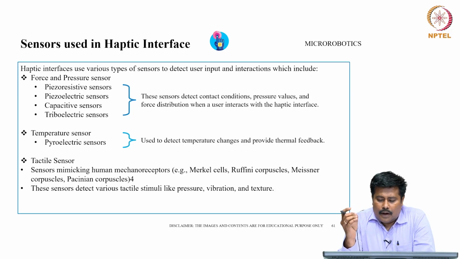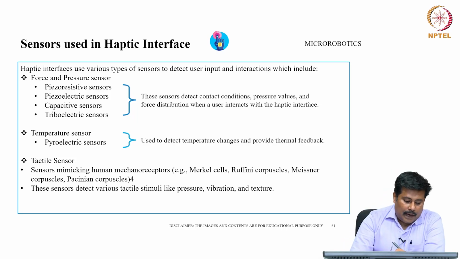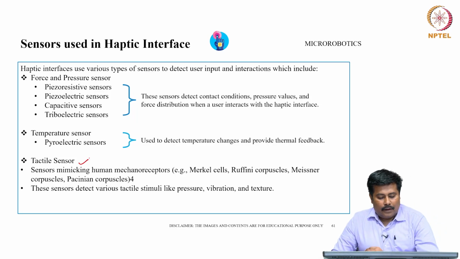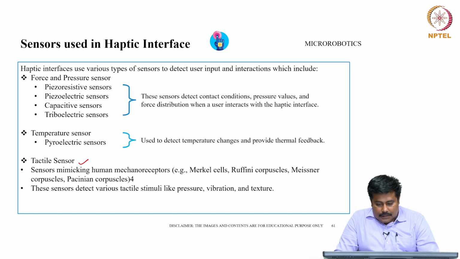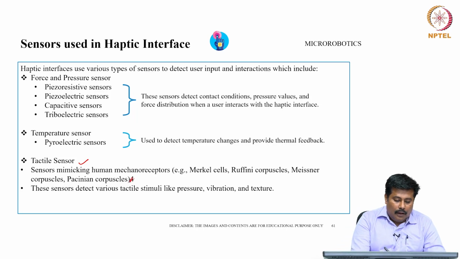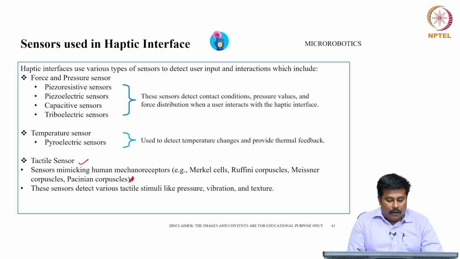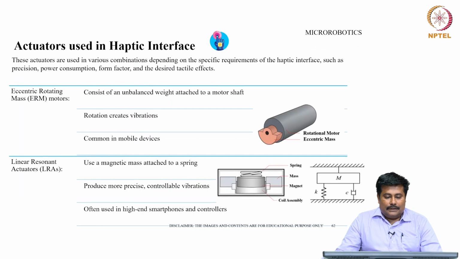These sensors detect contact conditions, pressure values and force distribution when a user interacts with the haptic interface. With reference to temperature sensors, there is the pyroelectric sensor, which is used to detect temperature change and provide thermal feedback. With reference to tactile sensors, there are sensors mimicking human mechanoreceptors like Merkel cells, Ruffini corpuscles, Meissner corpuscles and Pacinian corpuscles. These sensors detect various tactile stimuli like pressure, vibration and textures.